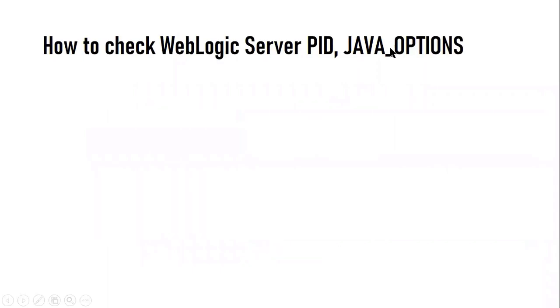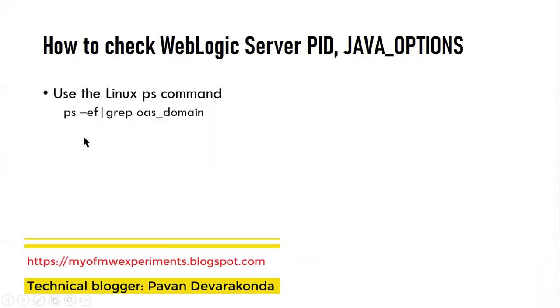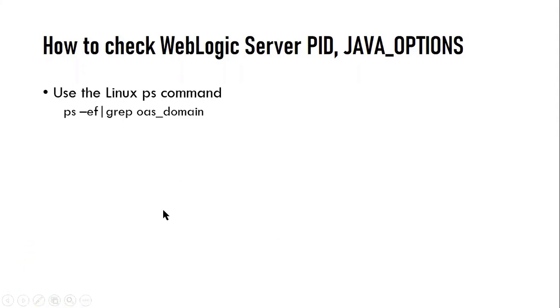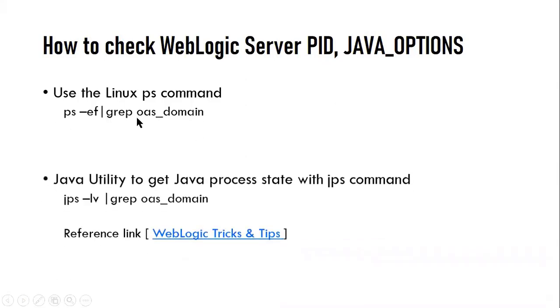So how to check WebLogic server process ID and Java options? There are different options. Generally in shell Unix commands, ps is going to give process related information, and we are running the OAS domain. So if you check with grep with ps -ef, it is going to search for all the processes associated with the OAS domain. Another alternative is the Java utility, jps. jps is going to show all the Java process list. You can grep with your domain name. Okay, why we are using jps and what is the significance, details are given in the WebLogic tricks and tips blog. You can refer to this.